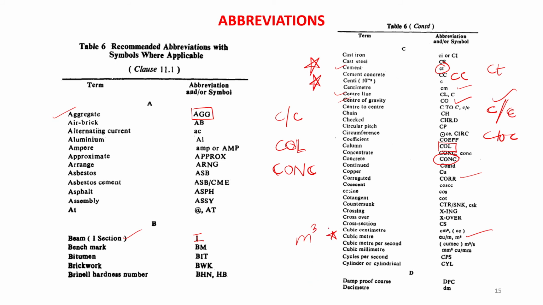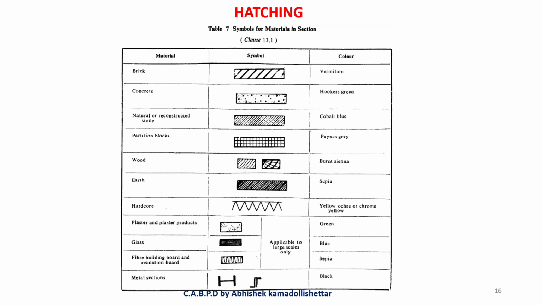So all those things are there that you can see. Next one is hatching. For different works, we can have different hatches. For glass, we have a glazed pattern. For brick, we have this pattern. Completely, if you see the code, you will understand. While drawing, at least you will get to know all those things.